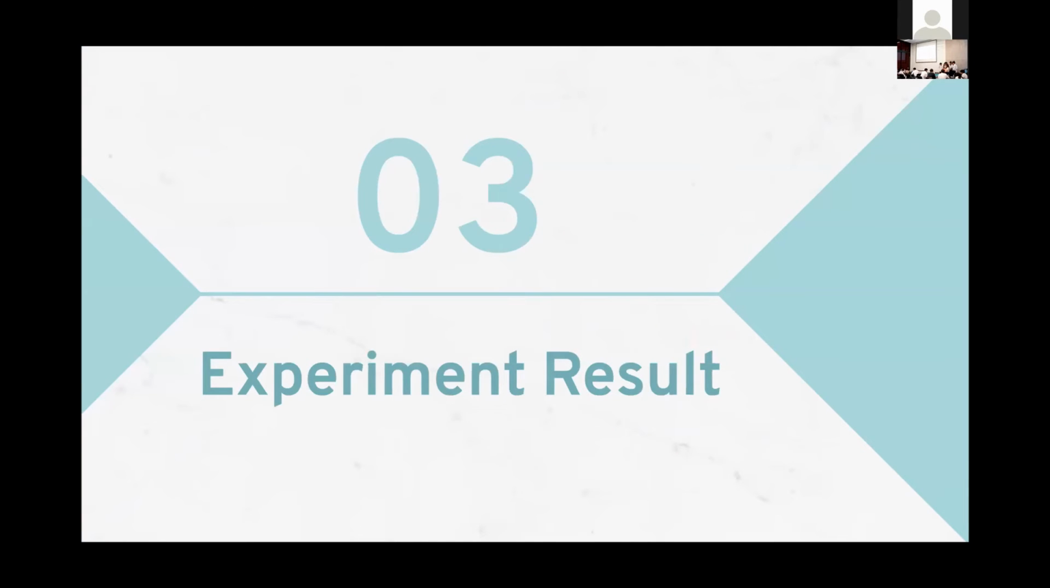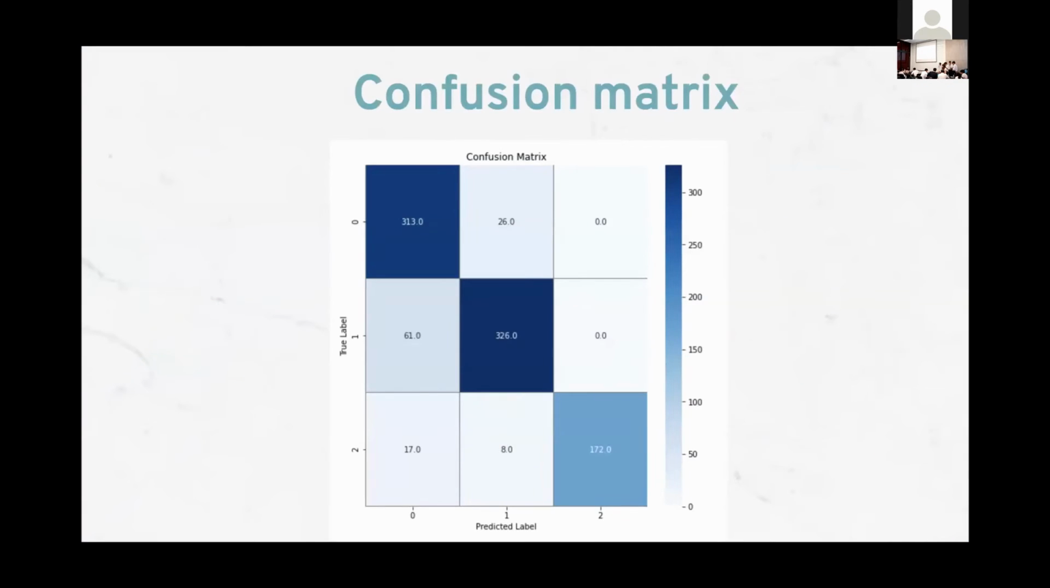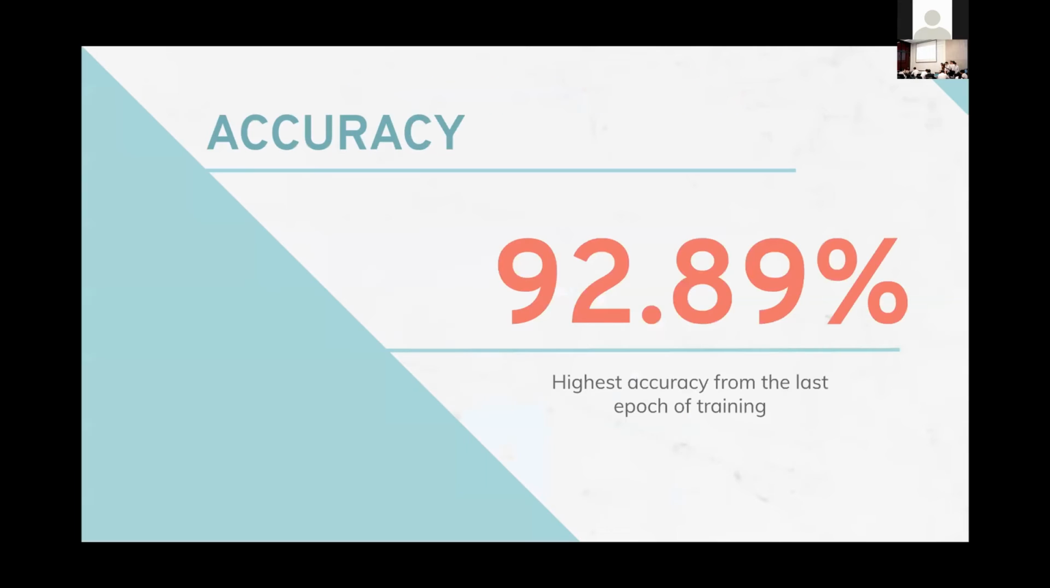Moving on to our experiment results. Firstly, we visualize the performance of the machine using the confusion matrix. As you can see from the matrix, the model is actually quite accurate, especially when classifying the second class, which is COVID. The accuracy from the last epoch of training was 92.8%, which is considered to be highly accurate for machine learning.